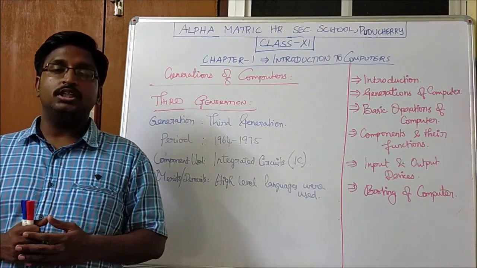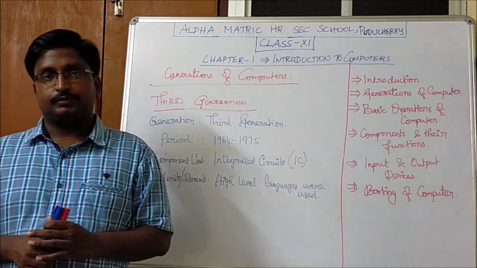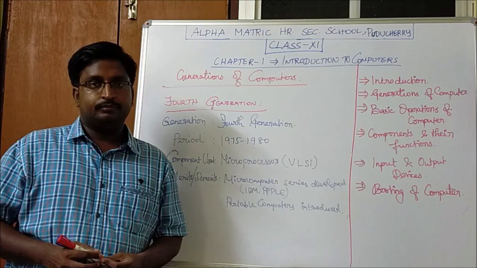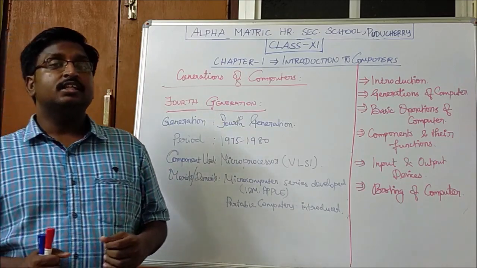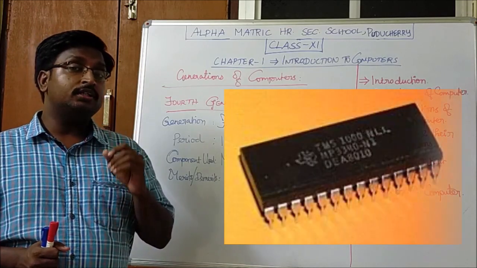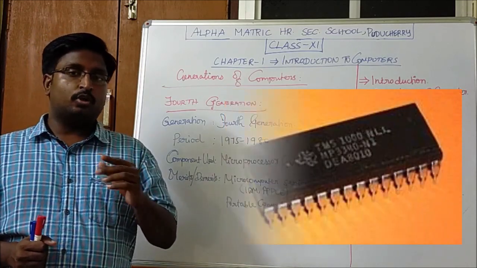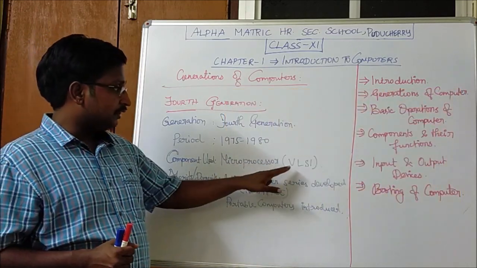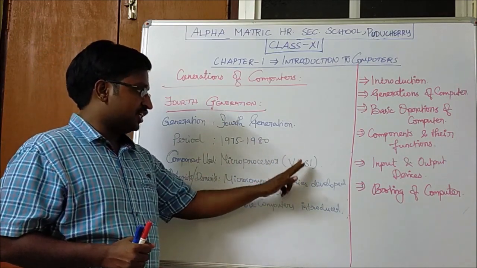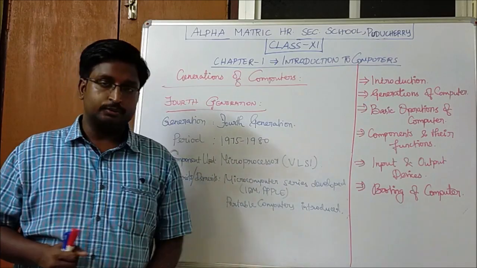Next we are going to see about the fourth generation. The period of the fourth generation is 1975 to 1980, and the component they have used is the microprocessor. In bracket I have written VLSI, that is, very large scale integrated circuit.